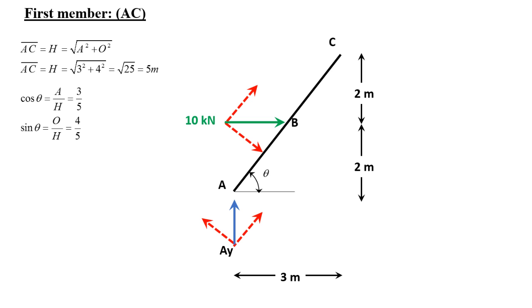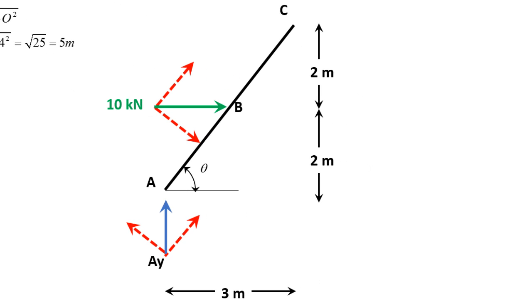Okay, what about these red arrows? These red arrows are basically the components of each force. The 10 kilonewtons, I said in the previous slide that I'm going to resolve it into two components, one perpendicular to the member and one parallel to the member. The same thing goes for the AY reaction, one perpendicular and one parallel. Okay, now I'm going to use this theta and try to get the theta that's going to help me resolve the force 10 kilonewtons or the AY.